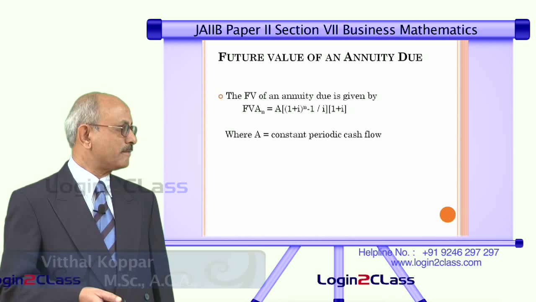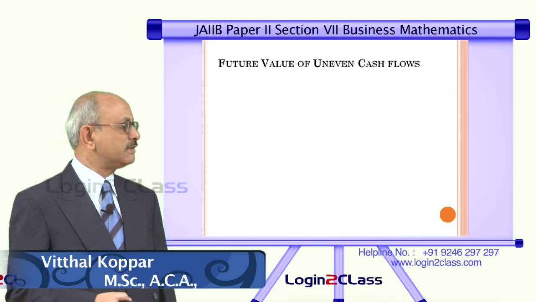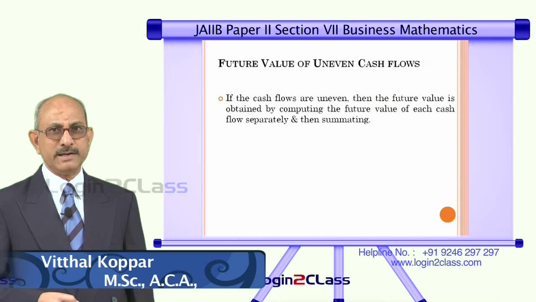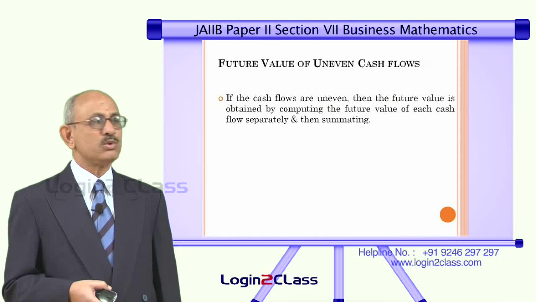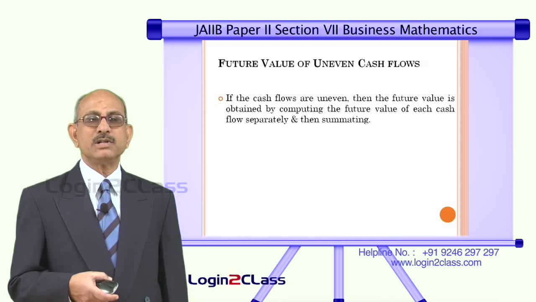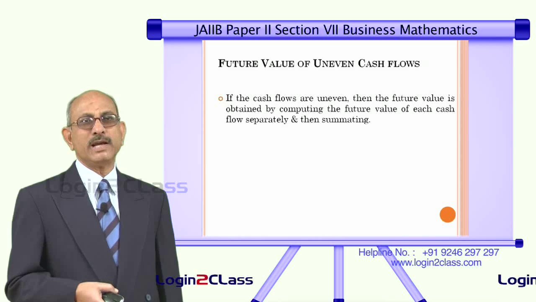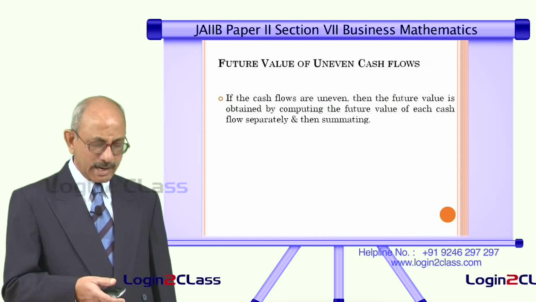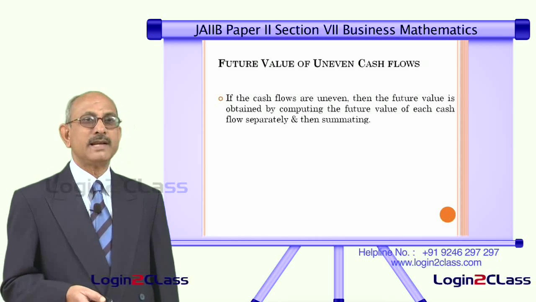And in the case of uneven cash flows, as we discussed earlier in the case of present values, here we have to find out the future value of each of the cash flows separately, then add up all the future values to arrive at the future value of the total stream of cash flows. Normally, this is a situation which we encounter mostly in real life, where cash flows are uneven. Then you need to calculate the future values of such cash flows separately and then add up. So, with this we come to the end of this session on calculation of interest.